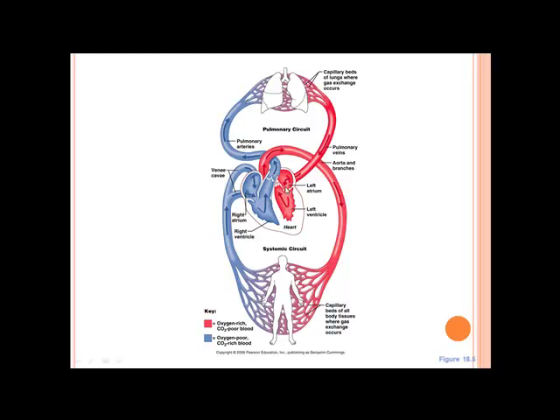Pressure builds in the left atrium until we can bust open this bicuspid valve. Then we start to fill up the left ventricle. The left ventricle contracts, it shuts that bicuspid valve. Pressure builds in the left ventricle until it is higher than that of the aorta, and that will bust open the aortic semilunar valve. We send the blood into the aorta, ascending arch, descending aorta.